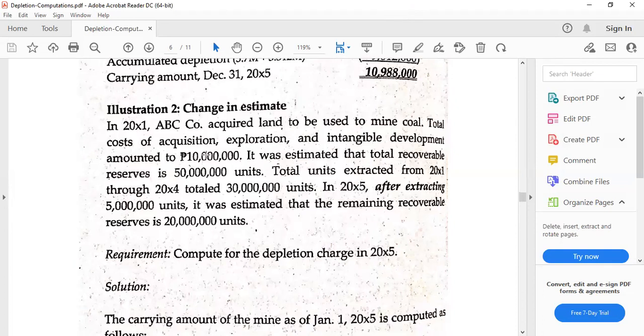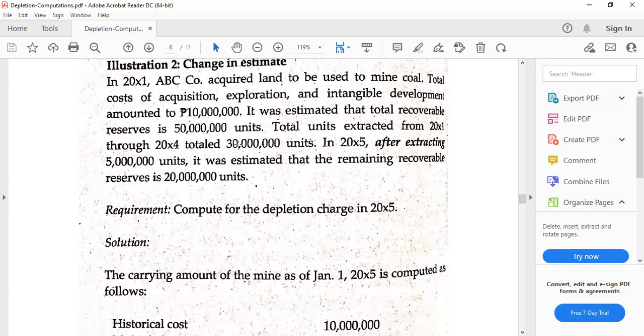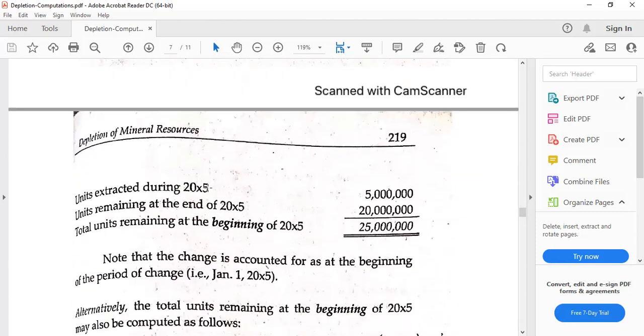10 million, the acquisition cost total. What is good here is that the total is already given. Divided by 50 million units, that would be equivalent to 0.20 pesos, meaning 20 cents per unit of extraction. Now, the total units extracted from 20x1 through 20x4 is 30 million. And then supposedly the remaining at the end of 20x4, meaning for 20x5, is 20 million units. However, at the beginning of 20x5, we have the remaining at 20 million units with extracted 5 million for 20x5, meaning at the beginning it's 25 million units. And that is illustrated here.